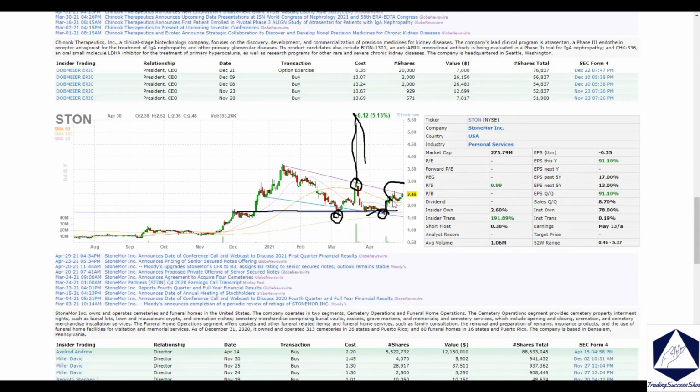So now I'm expecting a break of this level, $2.50. We break above this level, consolidate just a day or two, and then we should be able to push higher on this name. Overall, your support is going to be at the 50 and 20 moving average. That's going to be your support on STON.